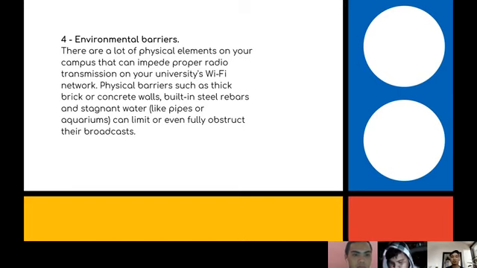There are a lot of physical elements on your campus that can impede proper radio transmission on your university Wi-Fi network. Physical barriers such as thick brick or concrete walls, built-in steel rebar, and stagnant water, like pipes or aquariums, can limit or even fully obstruct the broadcast.